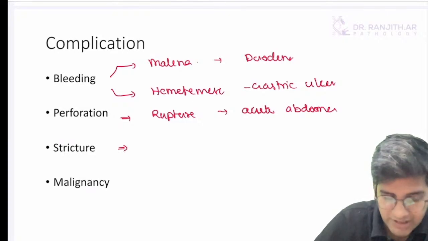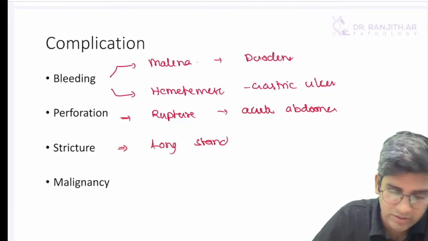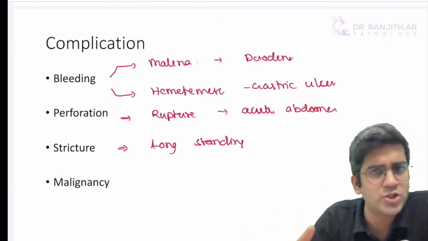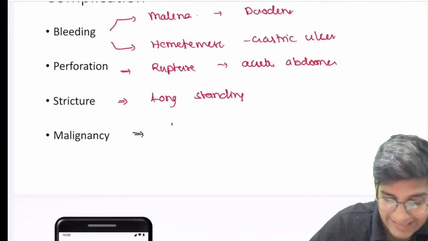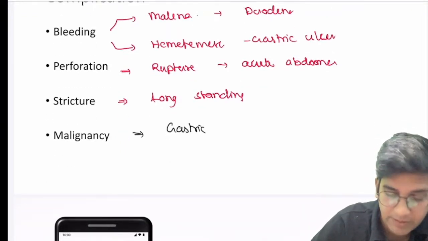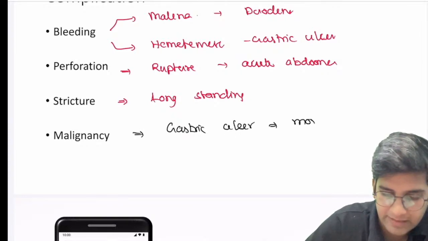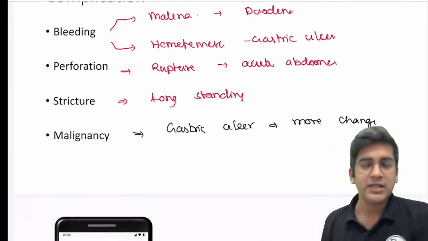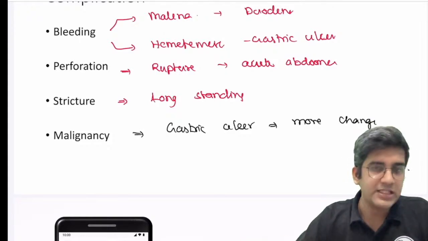Stricture. Long-standing ulcers can definitely cause stricture, because when ulcers happen again and again, every ulcer will heal by fibrosis. Over a period of time, it will form stricture. And malignancies. The chance of a gastric ulcer becoming malignant is a little bit more than a duodenal ulcer. I'm not saying a duodenal ulcer will never have a malignant stage, it's very minimal, but a gastric ulcer can have a risk of transforming into a malignancy. So these are the complications.